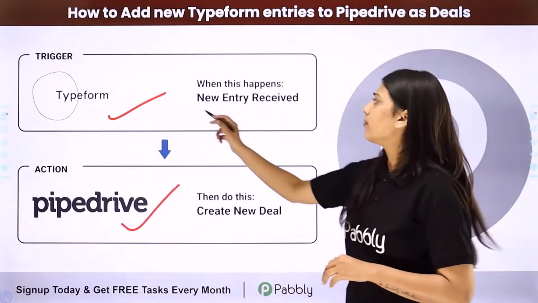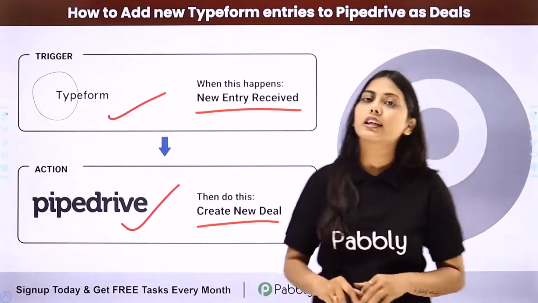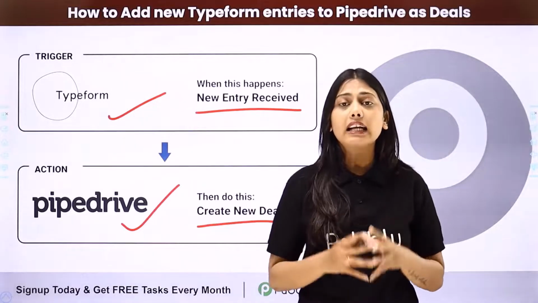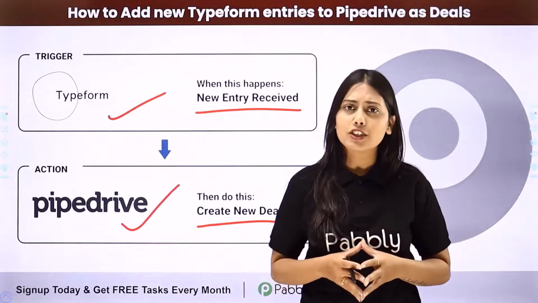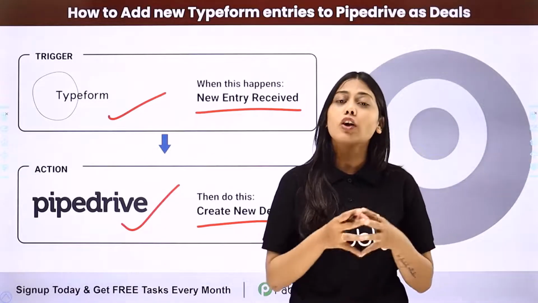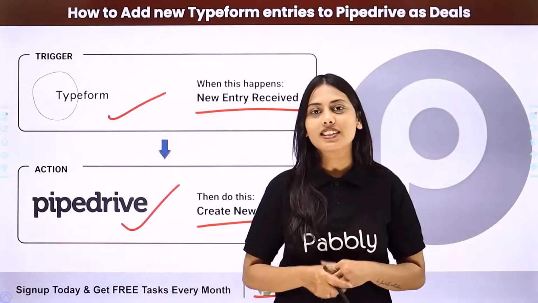For example, whenever a new entry is received in Typeform, a new deal will be created in Pipedrive. This way, you can actually create a deal in your Pipedrive account without sharing their credentials. We will be doing this using an automation software, that is Pabbly Connect. Let us learn how to do it.